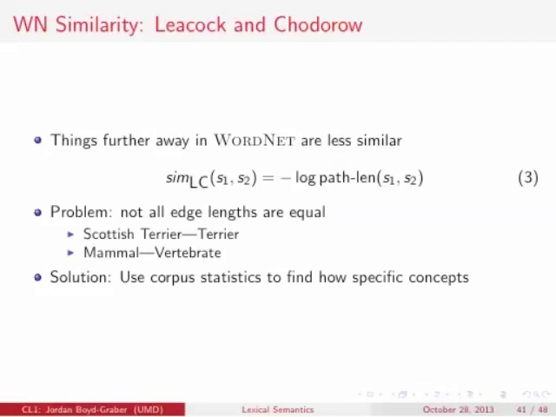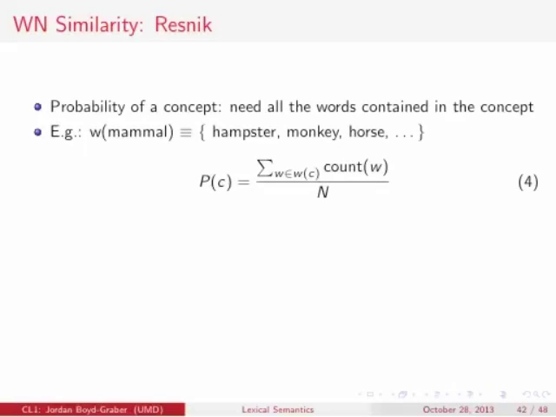And so the solution is to use corpus statistics to figure out how specific concepts are. What we can do is define the probability of a concept. The way we do this is we take a concept, like mammal, and figure out all the words associated with that concept. Then we take a corpus, and we count up all the times any word that is an example of a mammal appears in that corpus. And then we divide by the total number of words in that corpus.